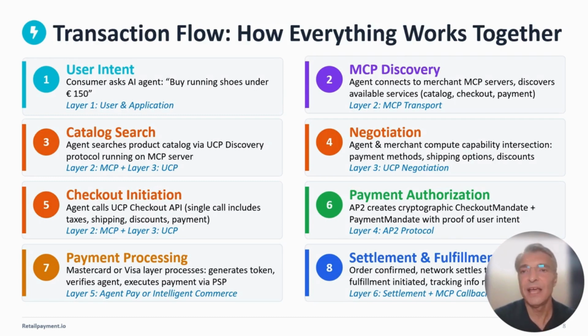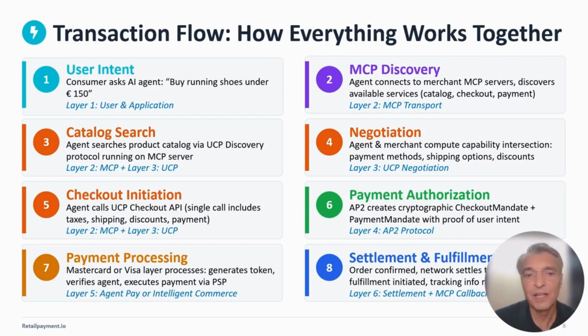And then at step 5, when the negotiations are successful, the agent calls the checkout API. And then the process moves to the mandate. So at the AP2 level, a mandate is signed and generated. And this mandate for the payment is handed off to step 7, where Mastercard or Visa are processing it. A token is generated, the agent is verified, and the payment is executed through the payment service provider.